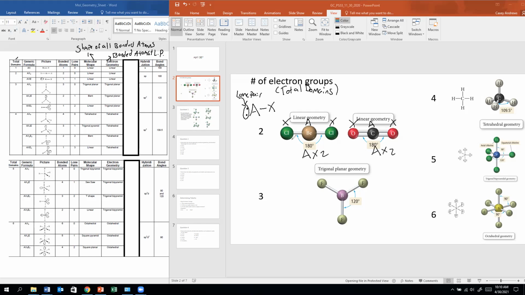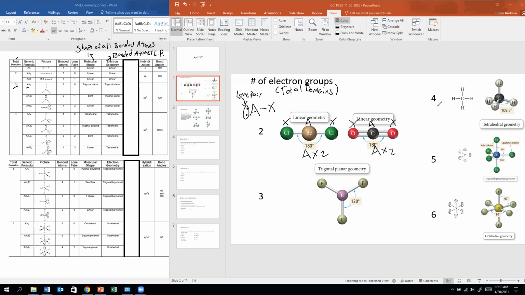So number of electron groups 2, that's easy. It's always going to be linear. Let's look at number of electron groups being 3. And we see this forms like a triangle with 3 atoms bonded. So this is AX3. The shape is called trigonal planar. And since we don't have any lone pairs, the electron geometry is the same. So let's go to 4.